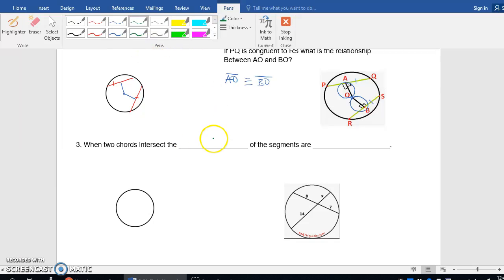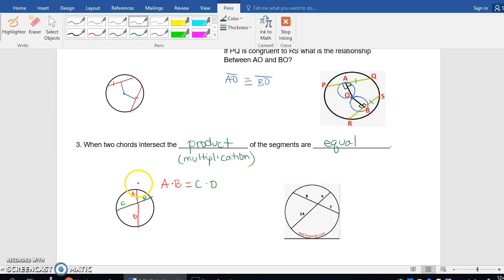And then this third rule. When 2 chords intersect, the product of those new segments are equal. By product, what do we mean? We're meaning multiplication. Okay, so I've got a chord here and another chord there. We're going to call this A and B. And then we'll call this C and D. I know that A times B is equal to C times D.